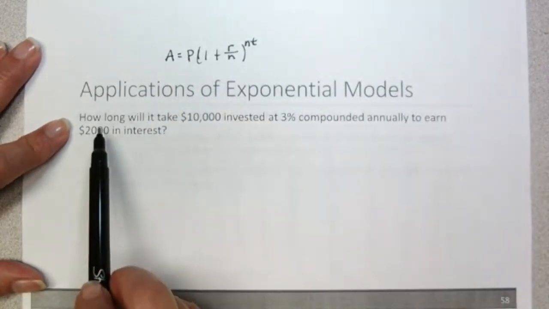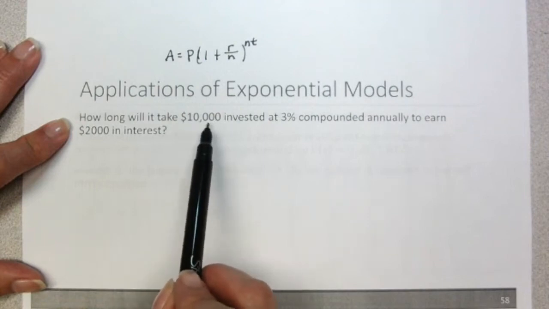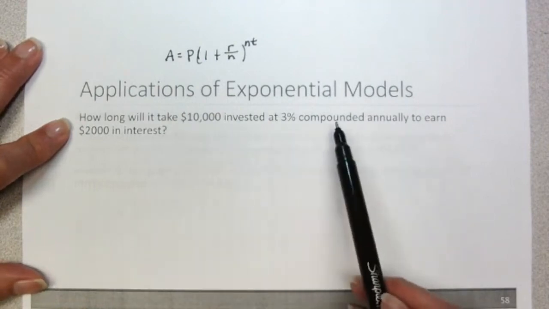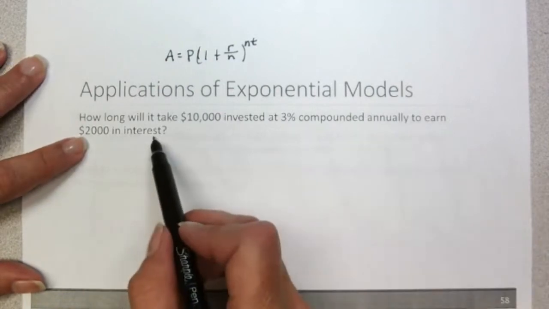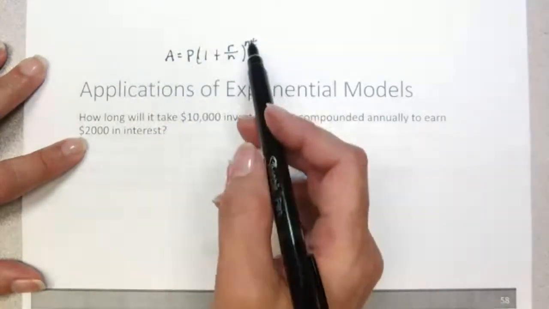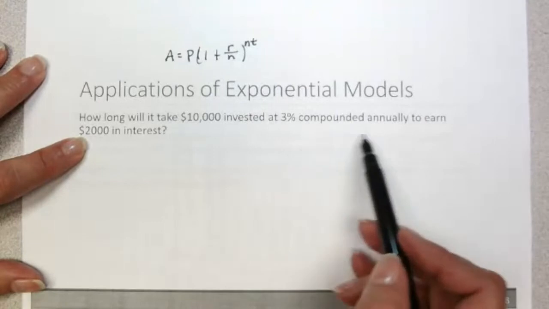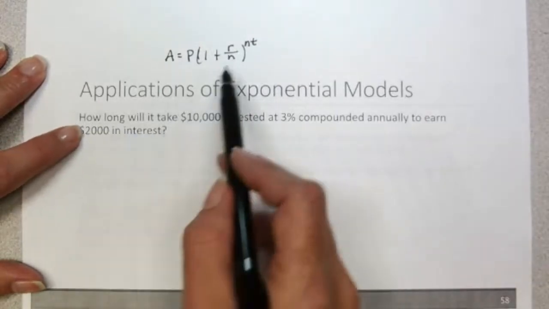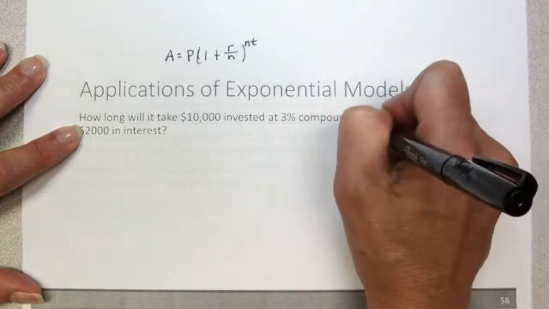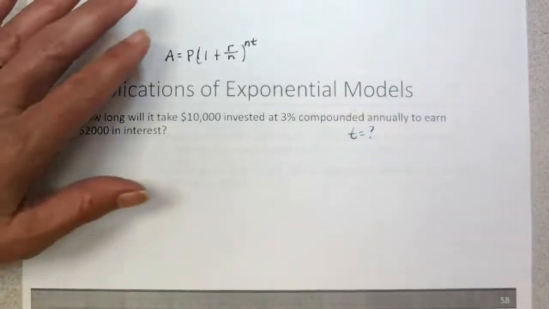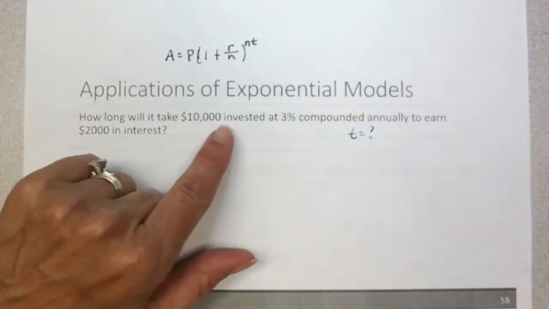Let's see what we want to answer here. How long will it take $10,000 invested at 3% compounded annually to earn $2,000 in interest? All right, there's my formula. Let's see what values we've been given here. How long? Well, that's the t, so I don't know what the t is. That's what I'm looking for. How many years?